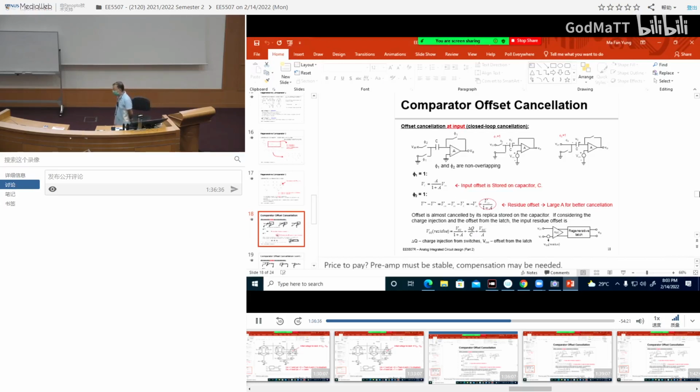So with MOS analog circuits, one of the important advantages is that you can have capacitors, and if you have capacitors, it means that you can store and cancel things. Okay, all right. So the idea of this offset cancellation is very simple. We just want to store whatever the offset is onto a capacitor, and then we just cancel it. Okay, how is this done? Very interesting, huh?